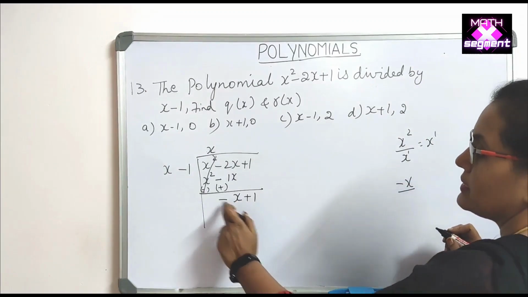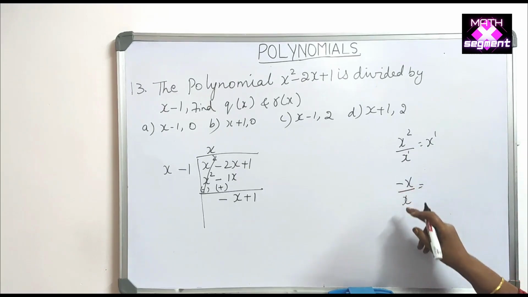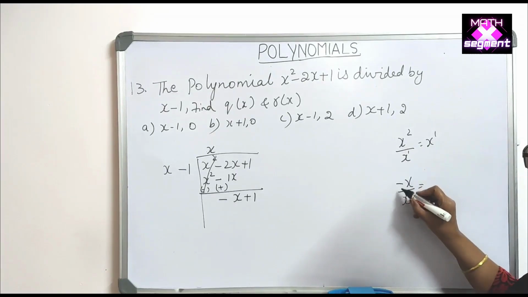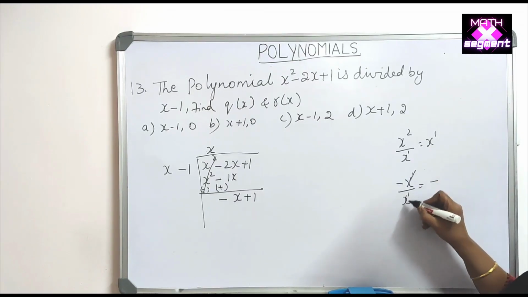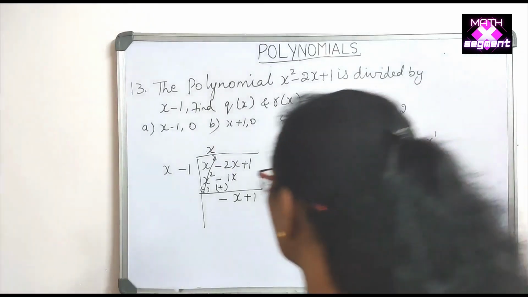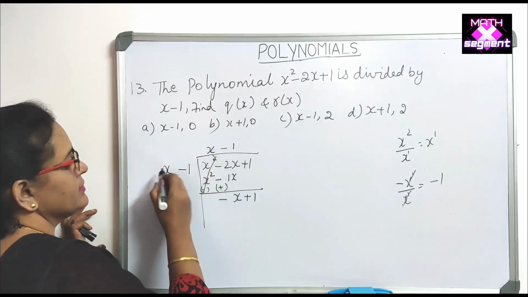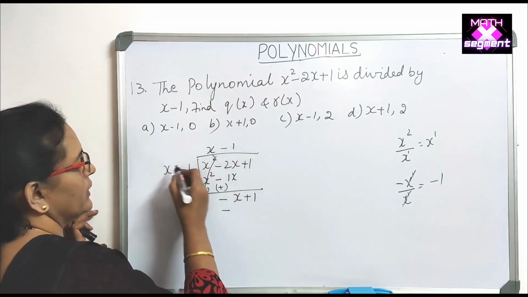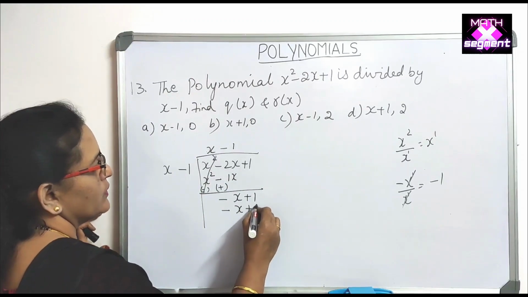Dividend first term is minus x, and the divisor first term is x. So since the sign comes, I have to first divide the sign. Minus divided by plus is minus. Here also 1 power, here also 1 power. It will get cancelled. So nothing is there, means it is 1. So we can take it as minus 1. Minus into plus, minus. 1 into x, 1x. Minus into minus, plus. 1 ones are 1.